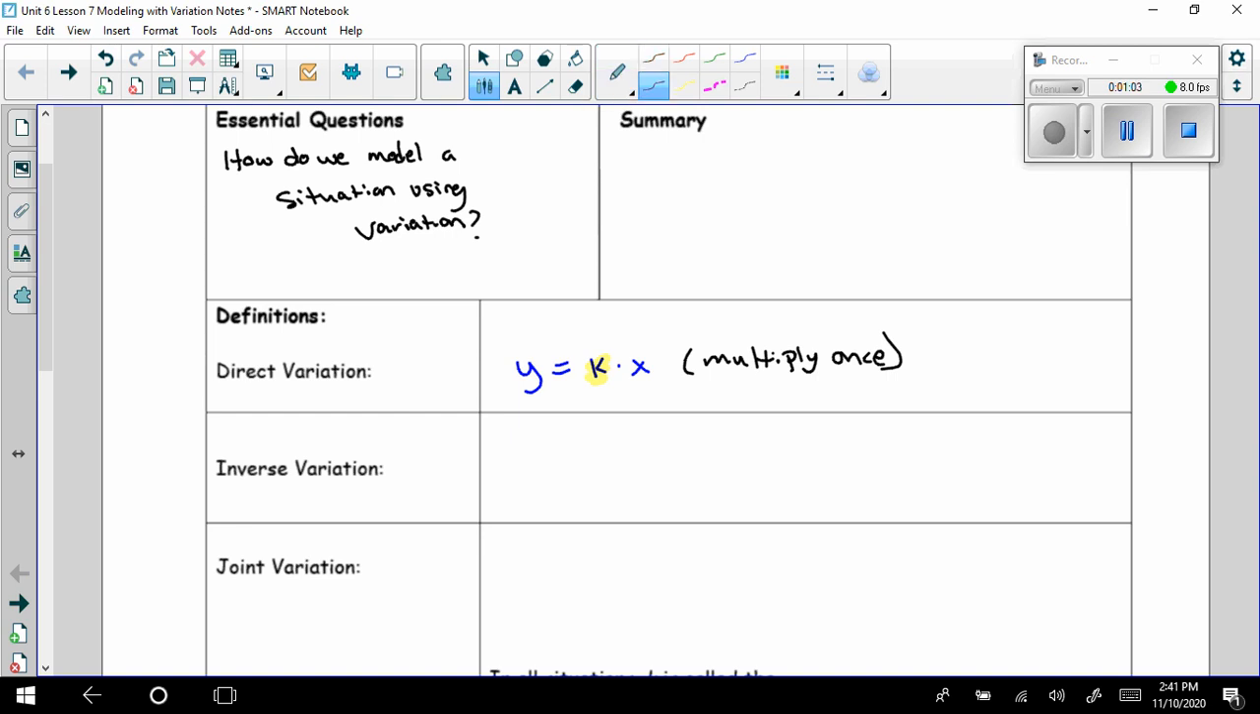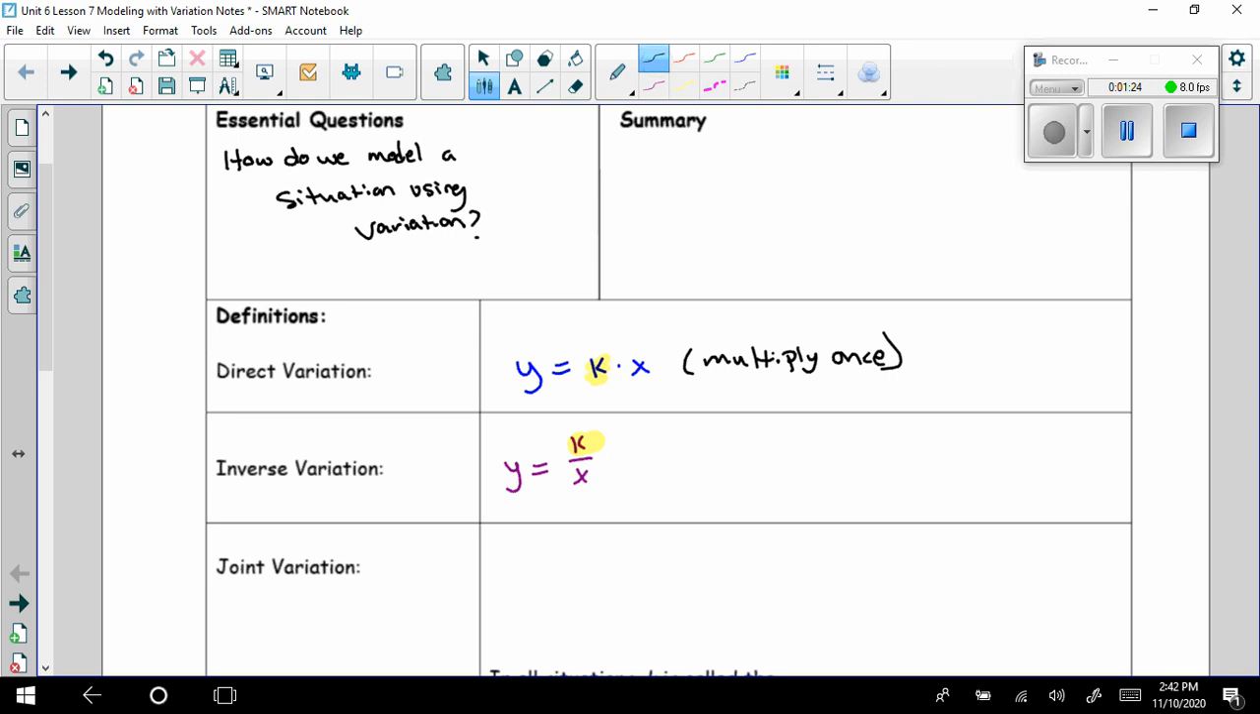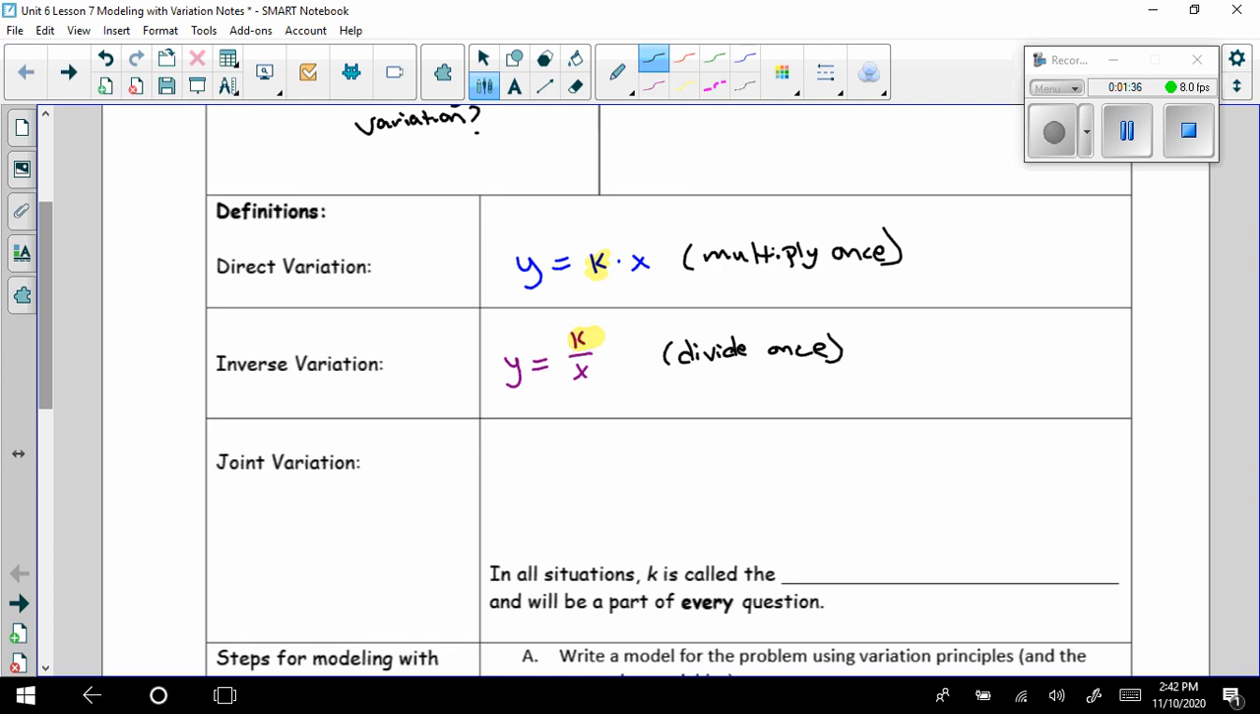Inverse variation, we're going to invert that. So we're going to flip this essentially on its head. And remember, you find an inverse, you flip the x and the y and then solve for y. So we have k over x, this k still being the same k as above. And so we're dividing once. And you may need to review your notes on inverses for this if you'd like.